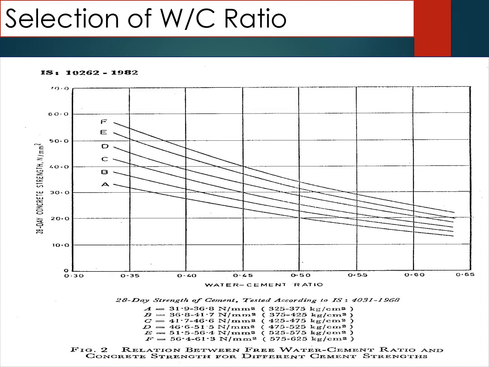That means it is somewhere around 0.41. So since 0.41 is less than the maximum water cement ratio, this can be accepted as the selected water cement ratio for that particular grade of concrete to be designed.